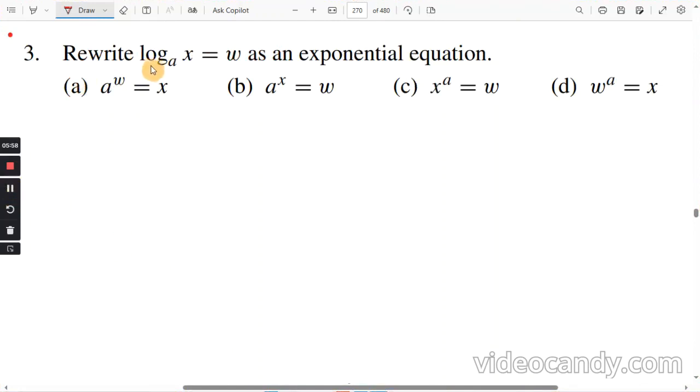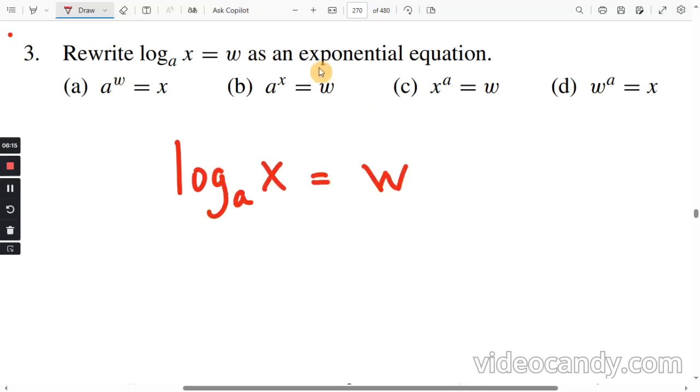Number 3, rewrite log base A of x equals W as an exponential equation. All right, so log base A of x equals W. We want it as an exponential equation. We want the log to cancel. So what can we do? Well, right here is log base A. So I'm going to make this whole thing the exponent on the number A. And since I did that to this side, I need to do that to the other side as well. So this part in red became the exponent.